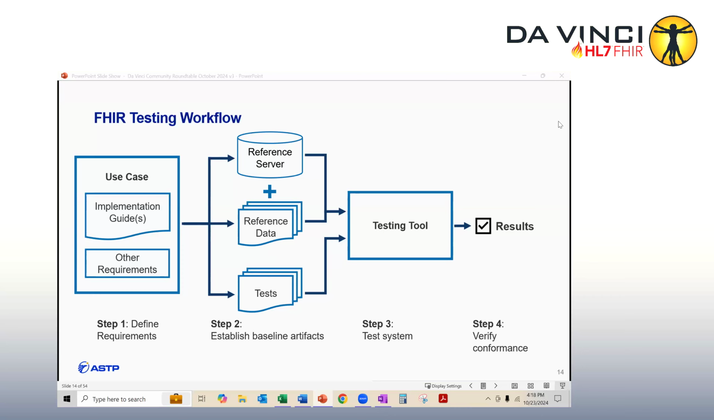And then third are the conformance tests, which are used by a testing tool to show a system's conformance to an IG. And a testing tool, such as an Inferno test kit, may contain all of these testing artifacts. And while a testing tool may not cover every possible test case, they can test common pathways and scenarios to provide a general idea of a system's conformance to the set requirements. So next slide, please.